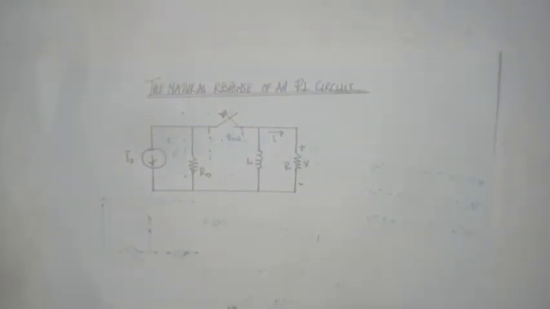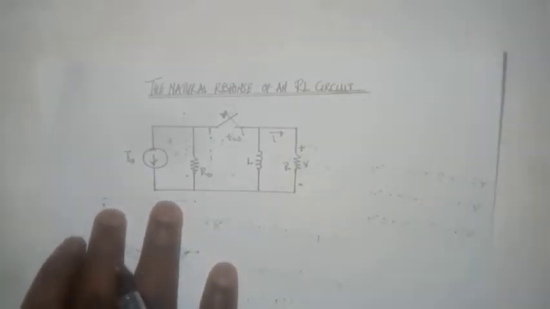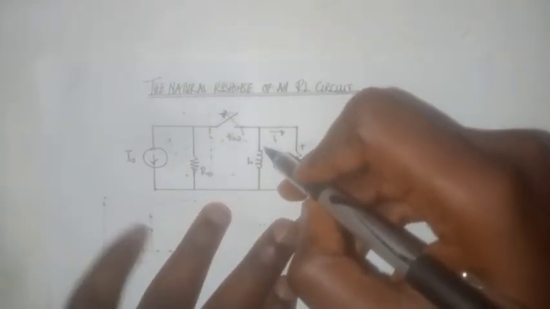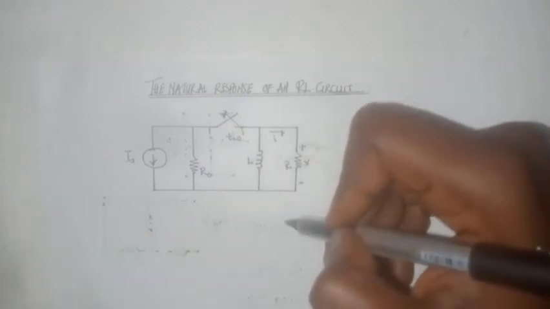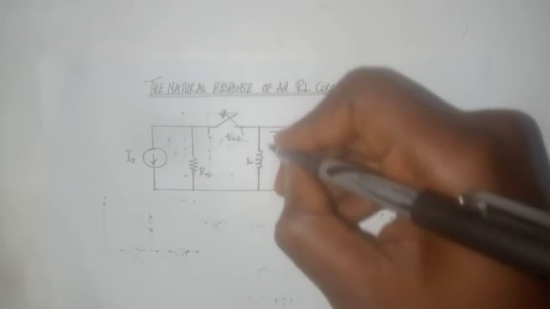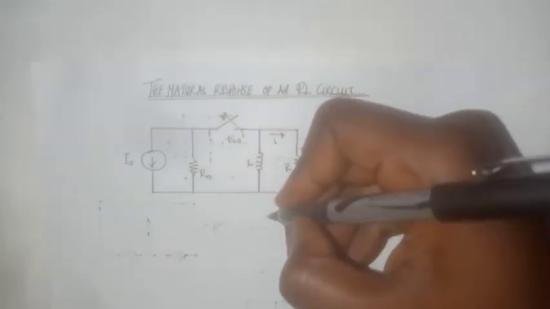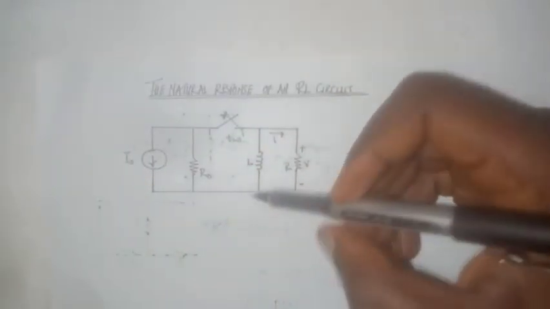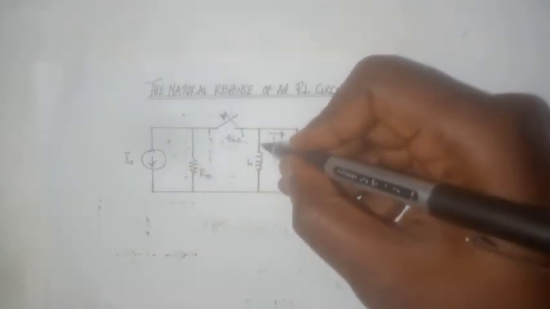And by long period of time we mean that it has been closed for long enough such that all the currents in the circuit have achieved a constant value. In essence, this inductor has charged to maximum, and it is now acting as a short circuit. So all the current I of S doesn't pass through this resistor and this resistor anymore. They all now pass through the inductor.